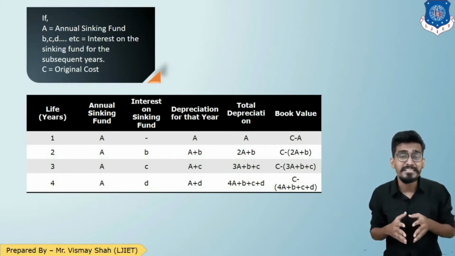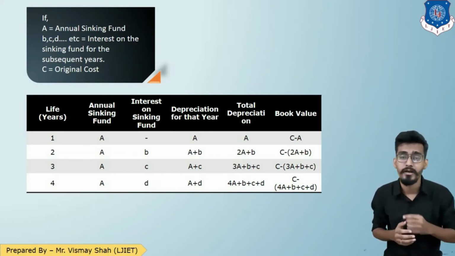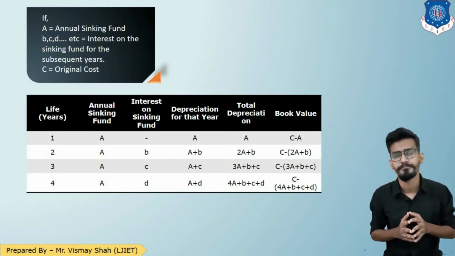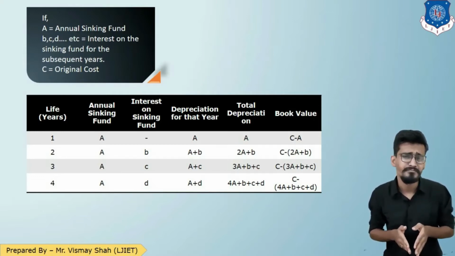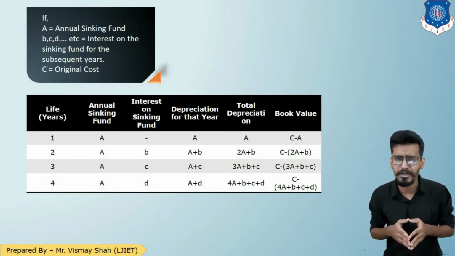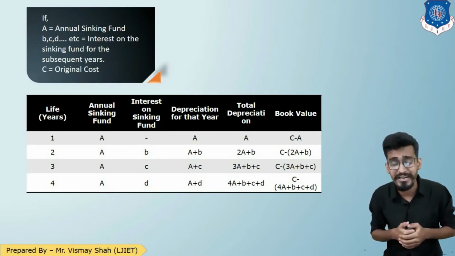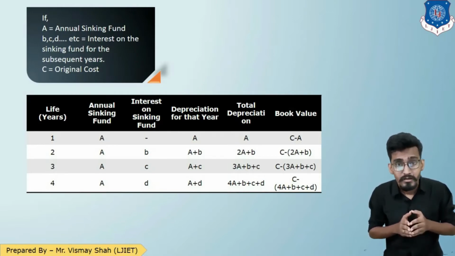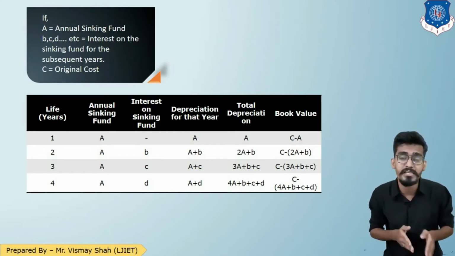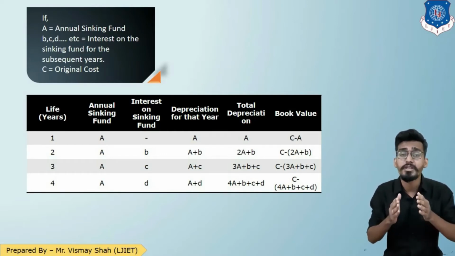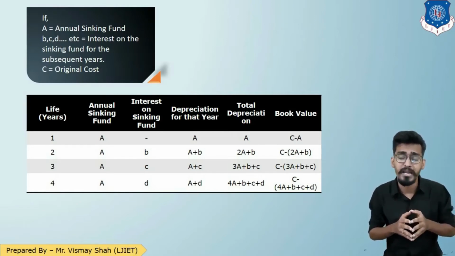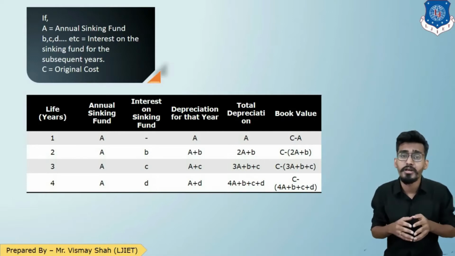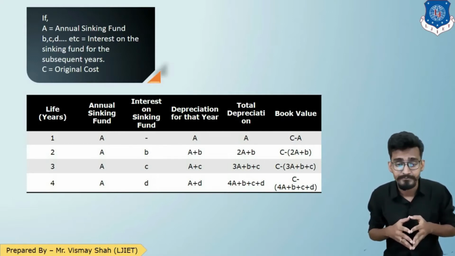So now let us prepare a table as shown in the slide. Starting with the first column, that is life. The second is annual sinking fund. Third is the interest. Fourth column is depreciation. Fifth column is total depreciation. And the last column is book value. Now, at the 0th year, there is no annual sinking fund. There is no interest. There is only the original cost of the property or the building. So at 0th year, there will be only value C.